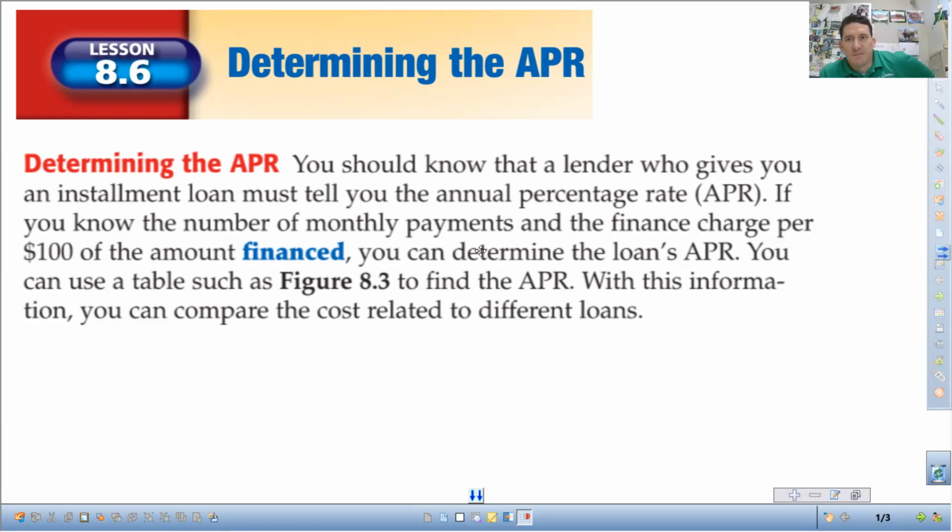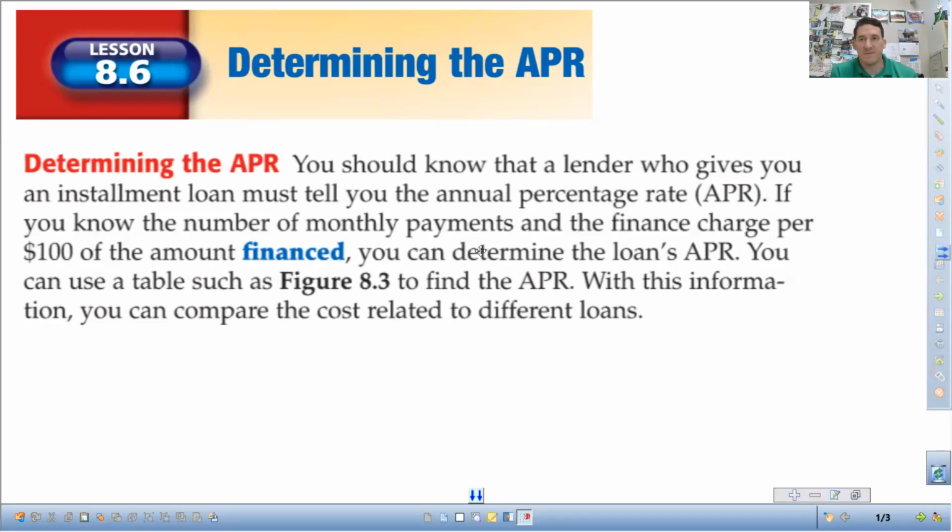All right, financial math classes. Today we're talking about determining APR. This is our last section on loans. We've talked about what APR is in other sections. I believe like in 8.3 or something, we talked about APR. APR is the annual percentage rate. That's basically just the interest rate you'll be paying on a loan.